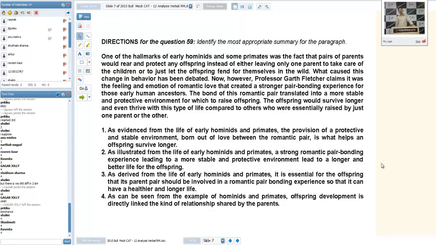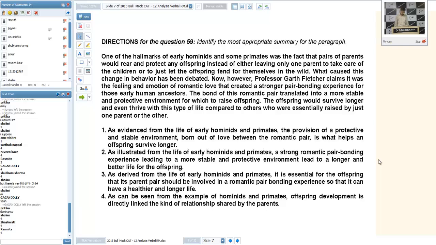Now, the passage has emphasized that this romantic bonding was a major reason in the earlier societies for the children, the offspring, to thrive for a longer period of time, be healthy, and be united with the families. So we need to pick up the choice which highlights this particular thought process.